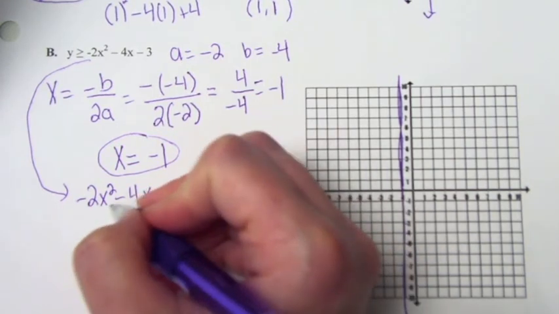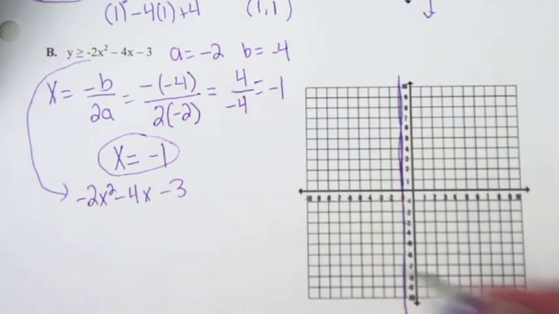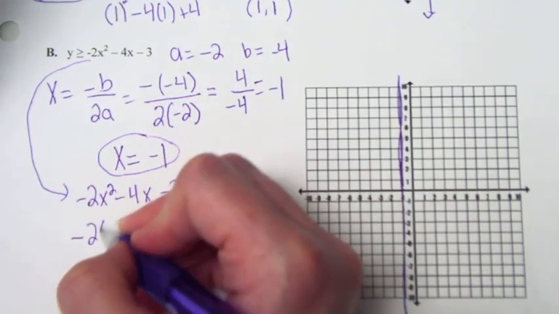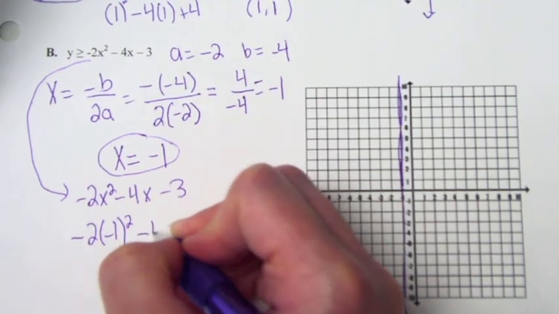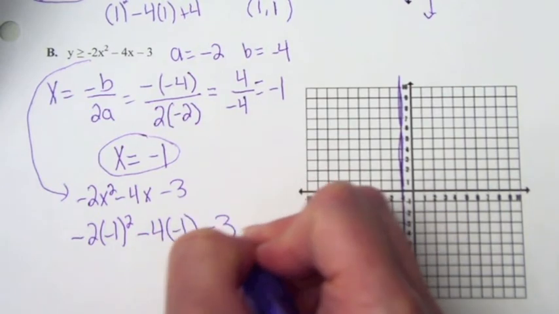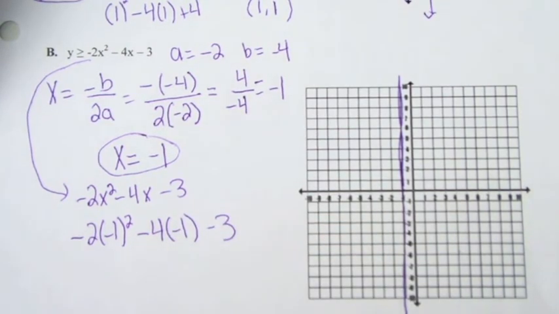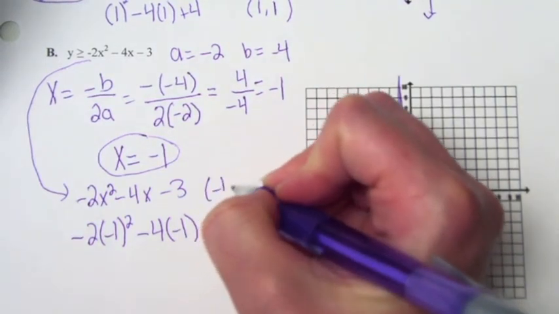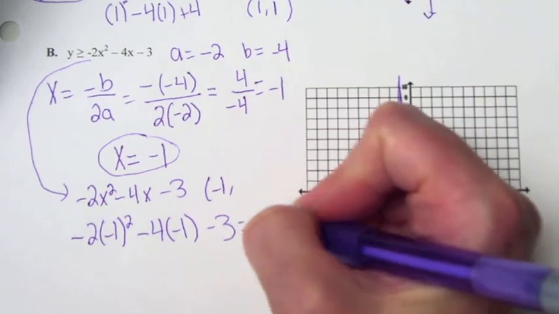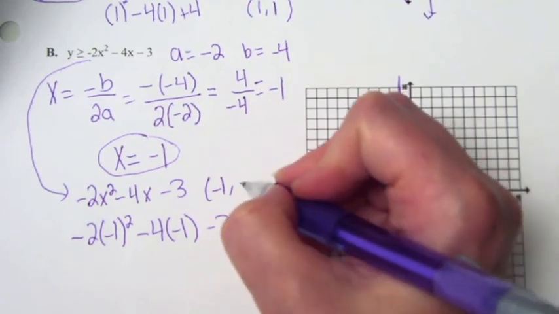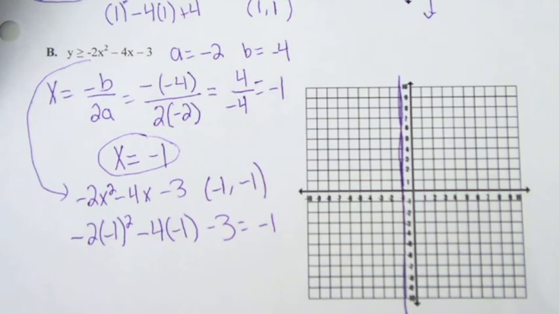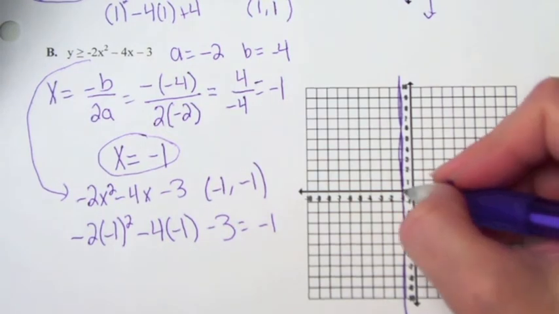We're going to put negative 1 in place of the x on every single x. So we have negative 2 times negative 1 squared minus 4 times negative 1 minus 3. With all these negatives and squares, just put it in your calculator. That way it keeps you from making silly mistakes, okay? When we plug in negative 1, what do we get out? Negative 1. So our vertex is negative 1, negative 1.